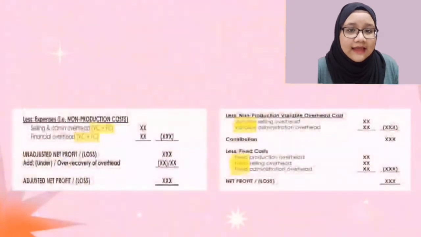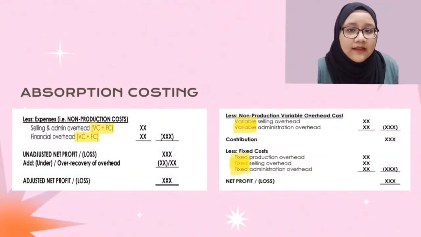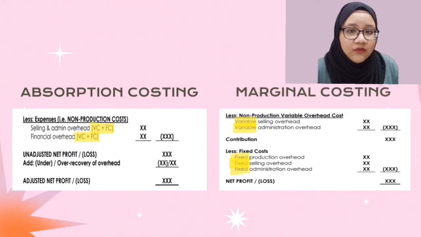It means that in absorption costing, we will not separate the value of fixed costs and variable costs. As we can see in this picture, in absorption costing, we will combine the value of fixed costs and variable costs. Meanwhile, in marginal costing, we will separate the value of fixed costs and variable costs. This is how we distinguish the features between absorption costing and marginal costing in terms of basic concept.